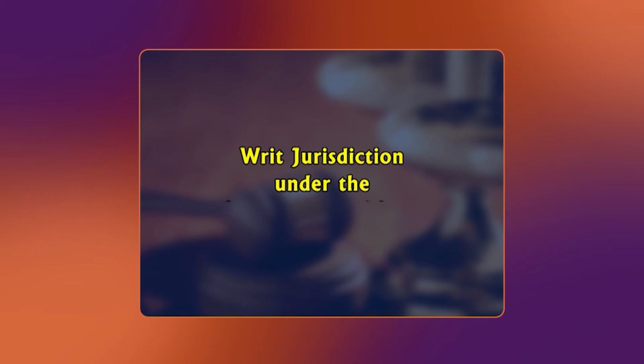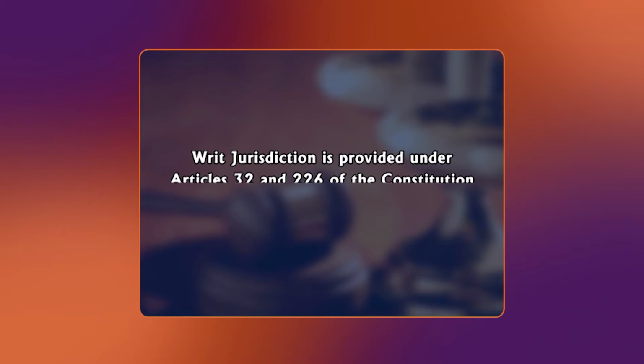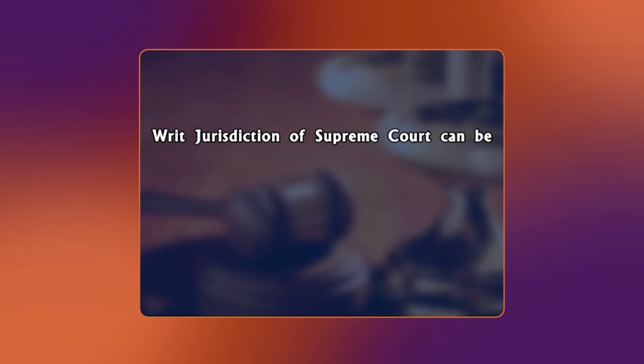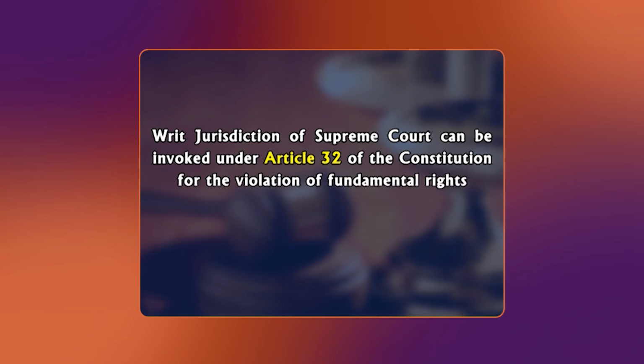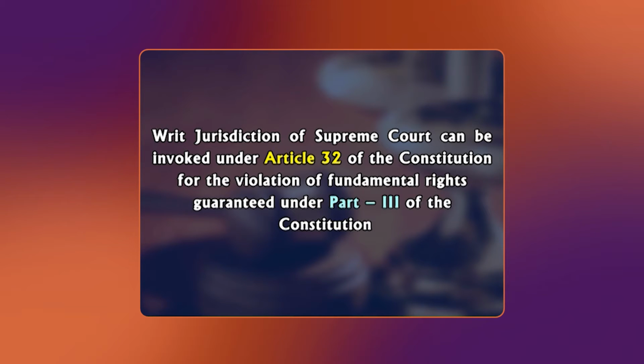Writ jurisdiction under the Constitution of India. The writ jurisdiction is provided under Articles 32 and 226 of the Constitution of India, 1950. The writ jurisdiction of the Supreme Court can be invoked under Article 32 of the Constitution for the violation of fundamental rights guaranteed under Part 3 of the Constitution.